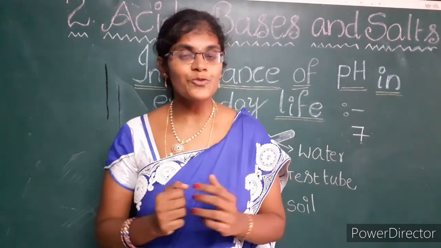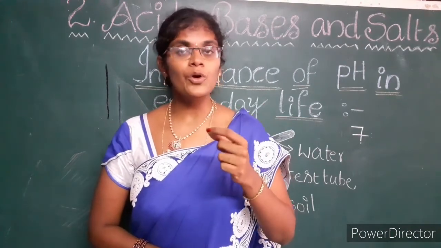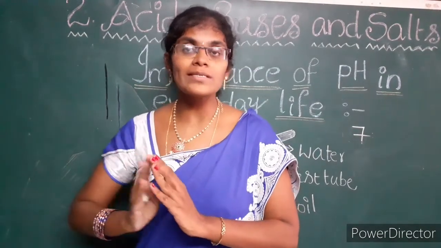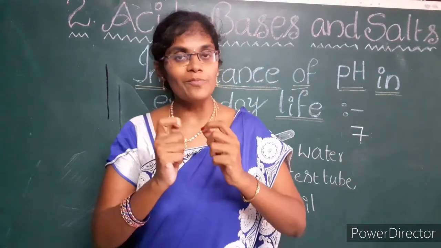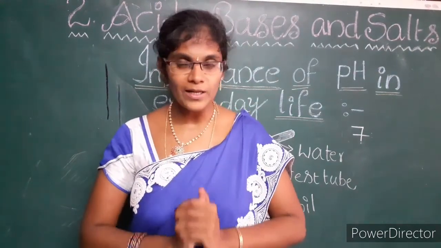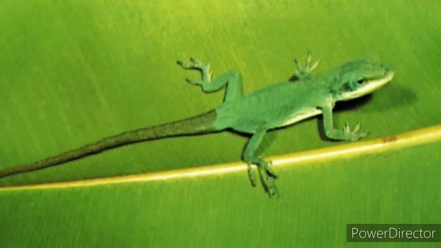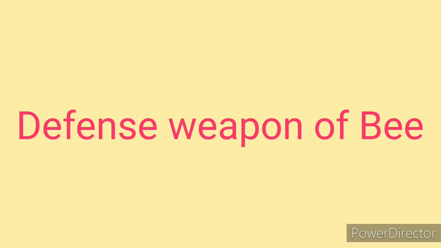Children, last one is self-defense by plants and animals through chemical warfare. All living organisms got self-defense tools as a gift from nature. For example, deer, buffalo, cows, etc. have long and sharp horn. Lizard can change its color. Bee has sting, etc. Defense weapon of bee.